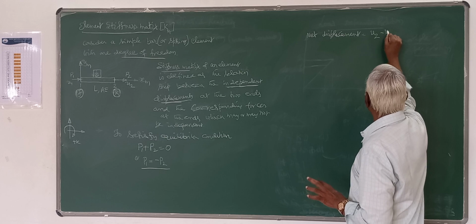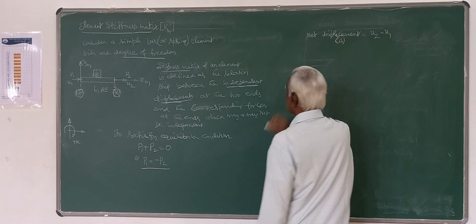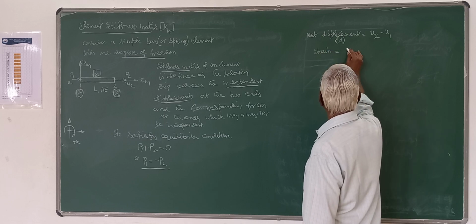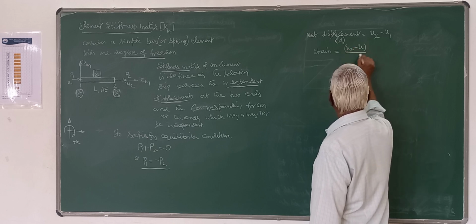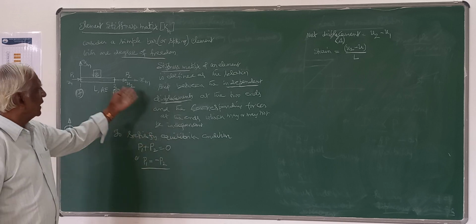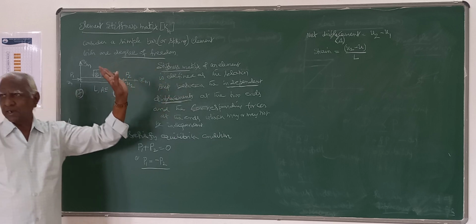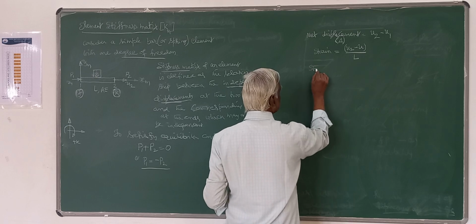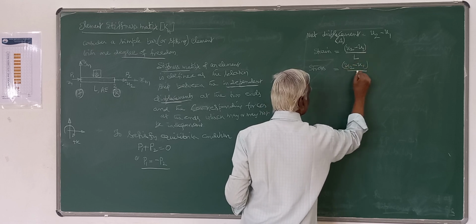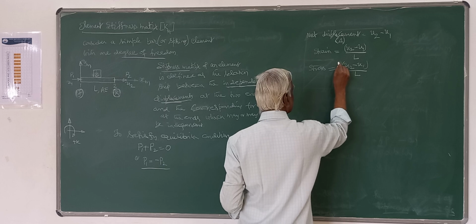The net displacement will be U2 minus U1. This net displacement I will call delta. So when you have displacement, strain is equal to U2 minus U1 divided by L. Strain we define as the change in displacement divided by the original length. Length I have taken as L. Strain is this net displacement divided by L. Therefore, stress is equal to E times U2 minus U1 divided by L.